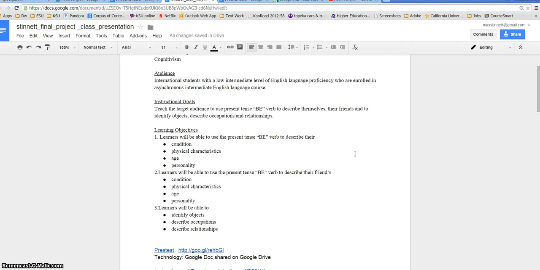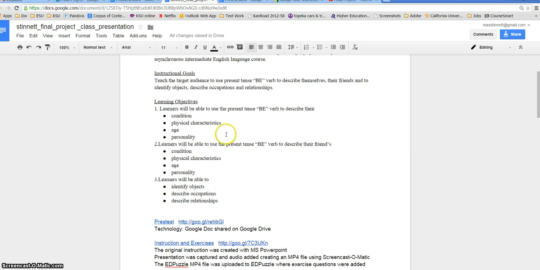Instructional goals are to teach them to use present tense be verb to describe themselves, their friends, to identify objects, describe occupations and relationships. This lesson is usually something we teach at the very beginning of the semester, because they've come back to class usually after a break, and this is good information to refresh them. Some of the students may remember it. Some of them that are just coming into the program, this may be fairly new material to them.